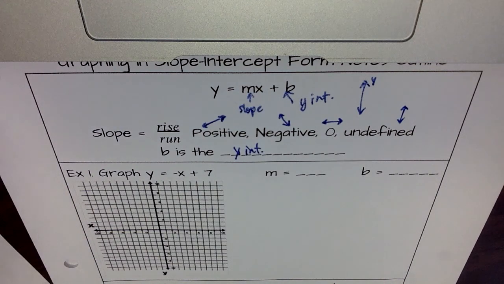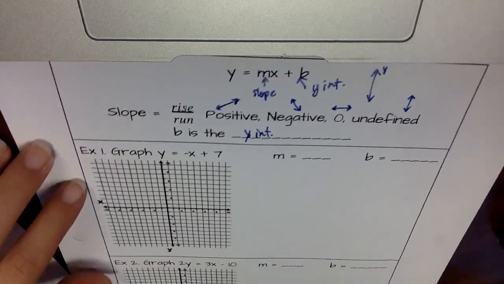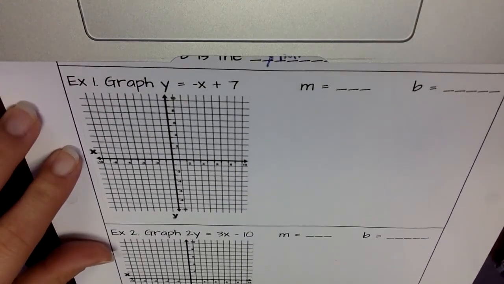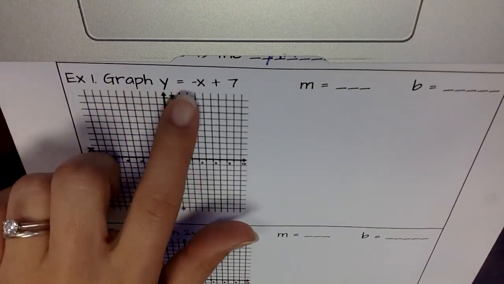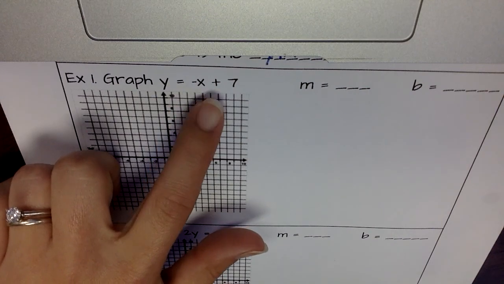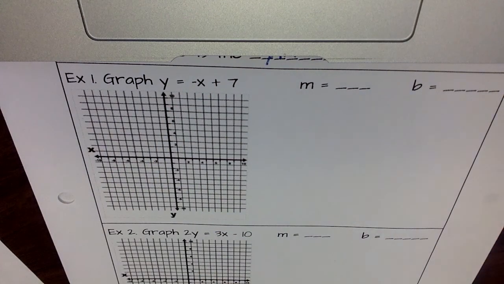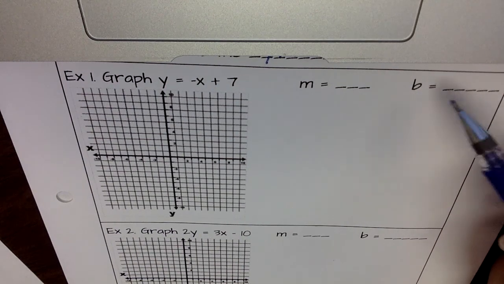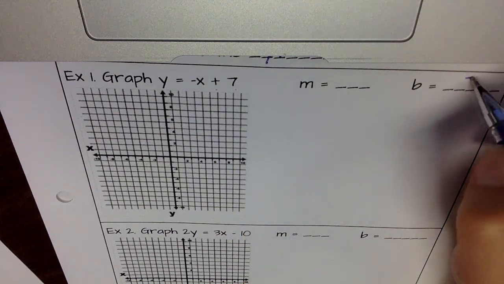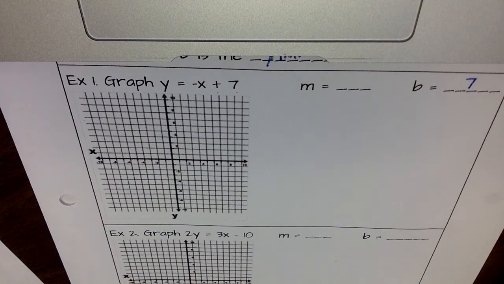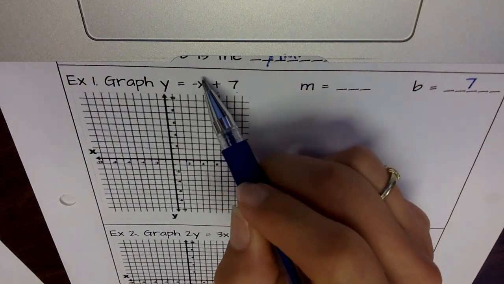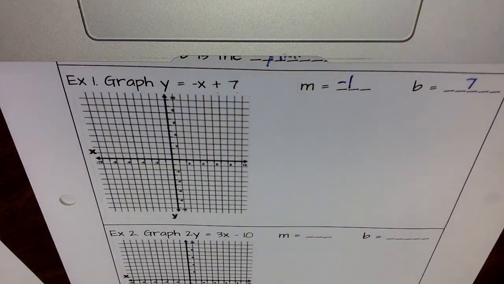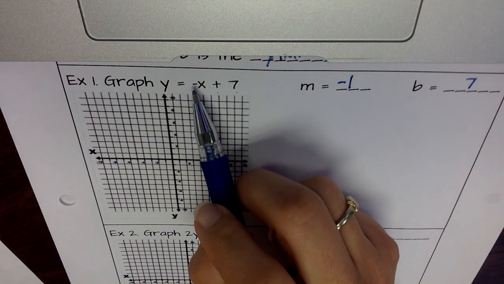There are just a couple steps to graphing an equation in slope-intercept form, and so we're going to start with example 1, y equals negative x plus 7. First thing you need to do is identify your slope and y-intercept, your m and your b. So my y-intercept is plus 7, so my y-intercept is 7. And my slope is this negative 1 because it is in front of the variable. Remember, if there's no number in front of the variable, you can put a 1. And since this has the negative sign, it's negative 1.